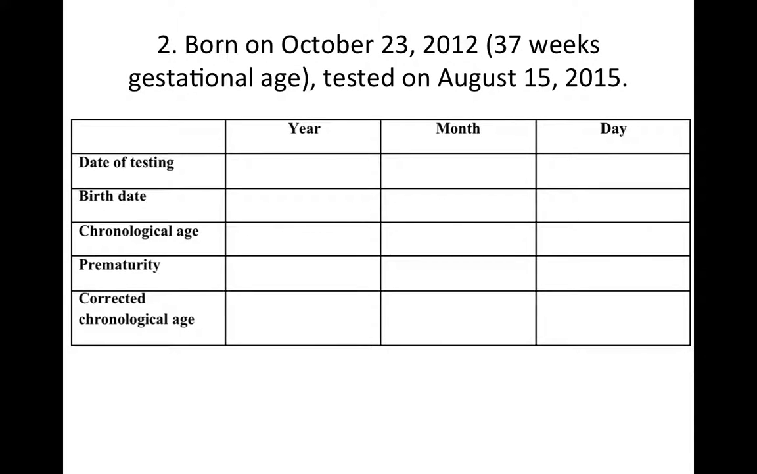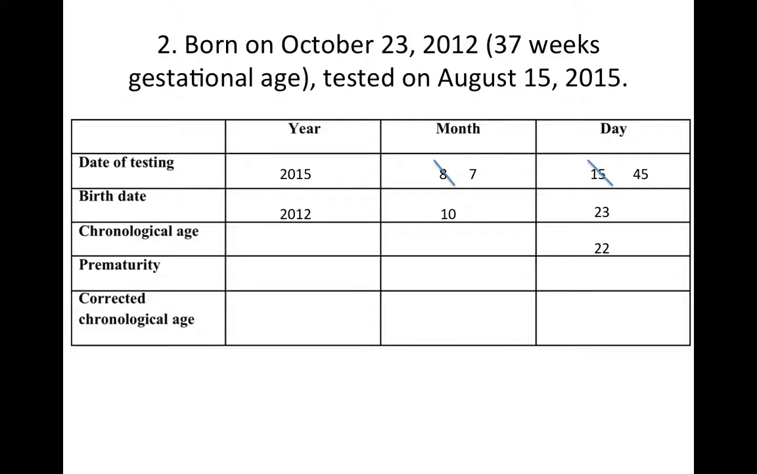The second question, born on October 23rd, 2012, at 37 weeks gestational age and tested on August 15th, 2015. So you can go ahead and put in the date of testing and then go ahead and put in their birthday and then start subtracting. 15 minus 23 you cannot do, so you have to borrow from the 8. And you get a 7 over there and you add the 30 days to the days. So you have 45 minus 23 equals 22.